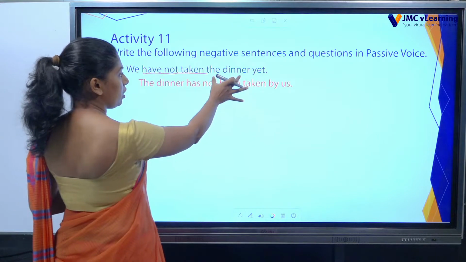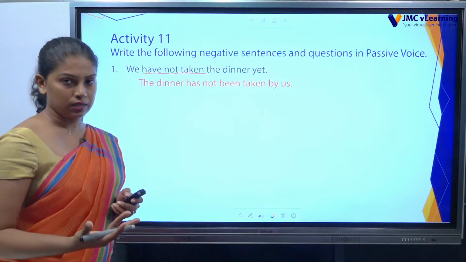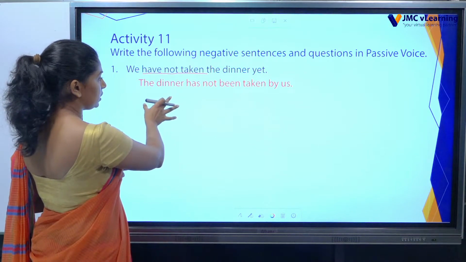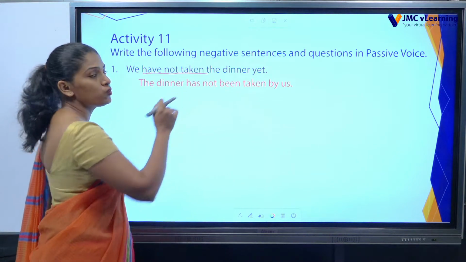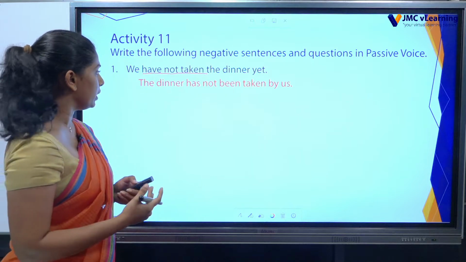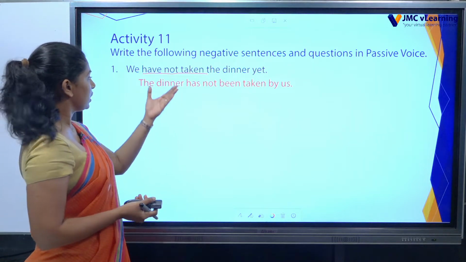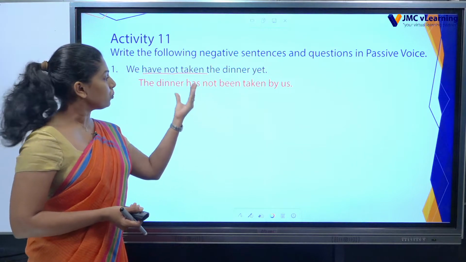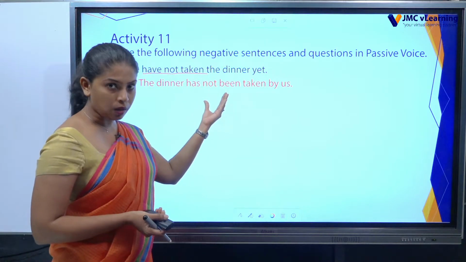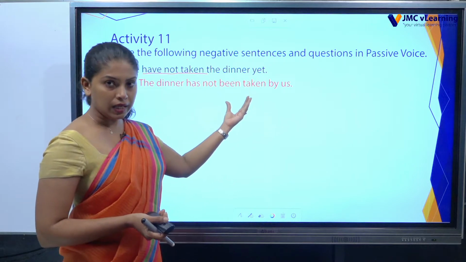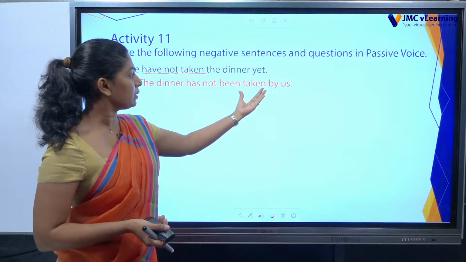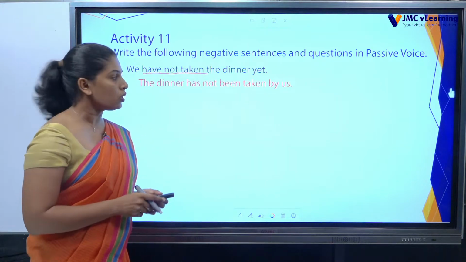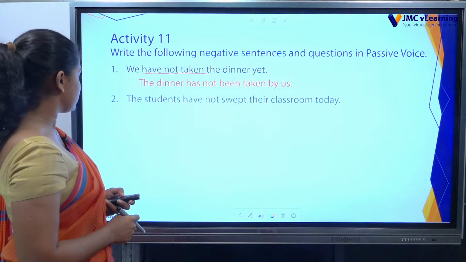We have to write the object first. The dinner, that is the object. So we are writing the dinner first. The dinner has not been taken by us. First the object, according to the object has or have. To make it negative we have to add not, then helping verb been, then verb past participle, take, took, taken, then by us. So that is the way of making the passive voice.